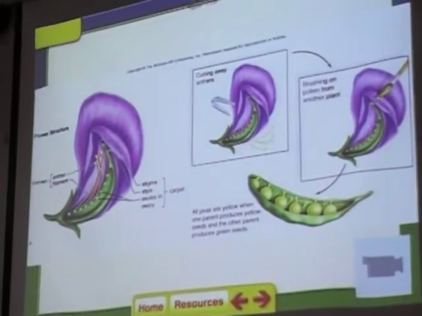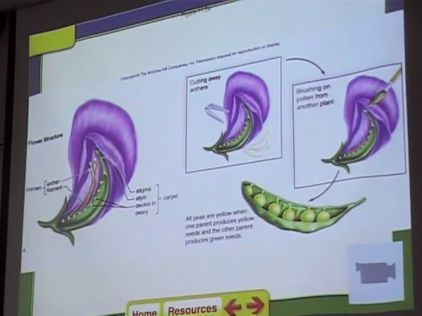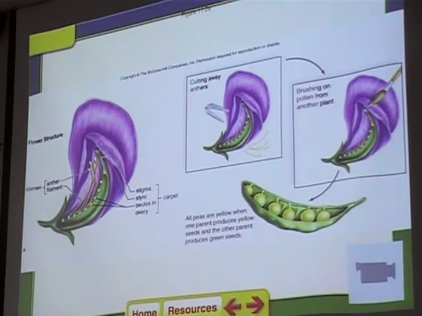The reproductive structure of a plant is a flower. Think about that next time you're picking flowers. You're picking reproductive structures. And then you're sniffing them. Ah, it smells good, the reproductive structures. Imagine if somebody tried to do that to your reproductive structures. Pick them and sniff them. That wouldn't be too good.